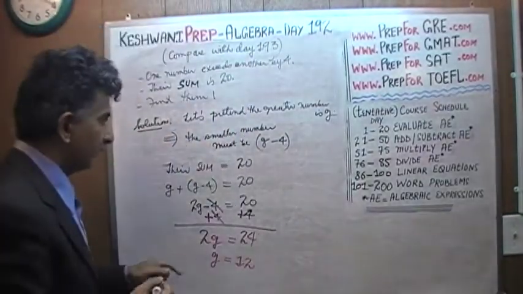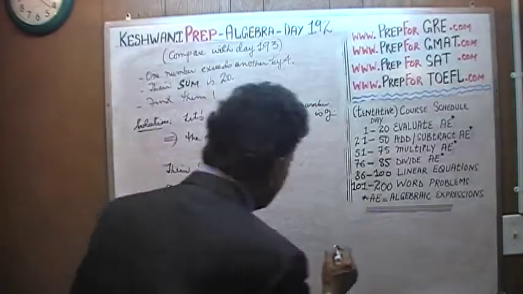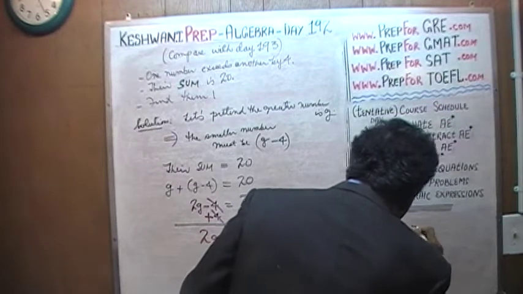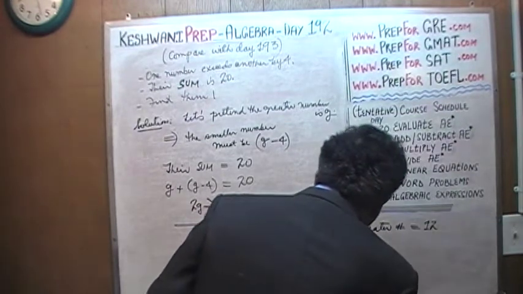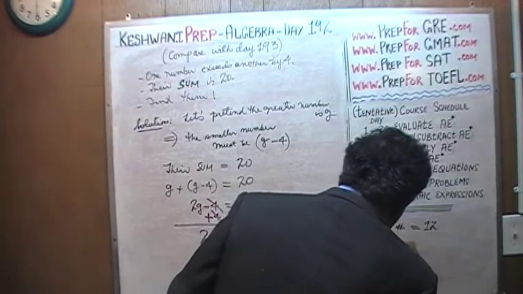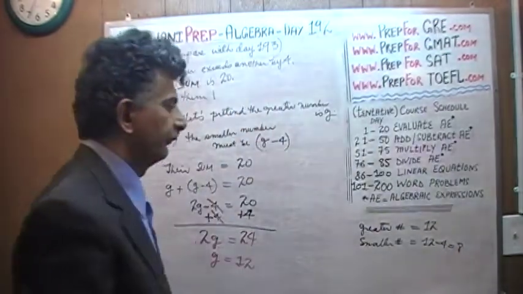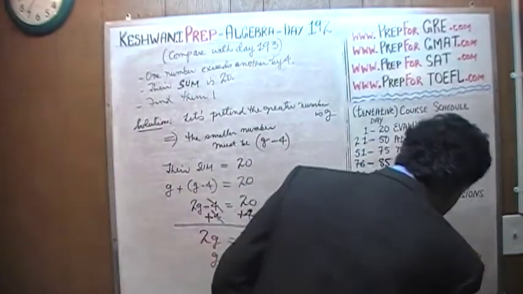So that implies that the greater number is 12, and the smaller number is 4 less than that, which is 8. That's 8.